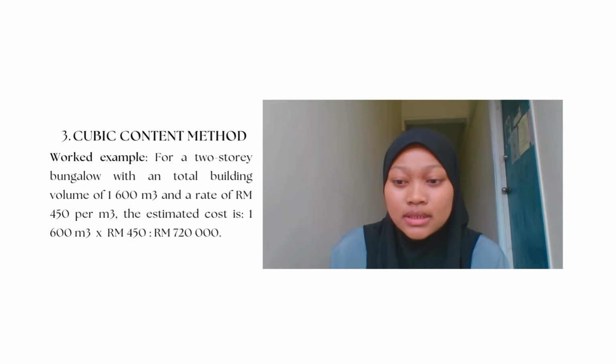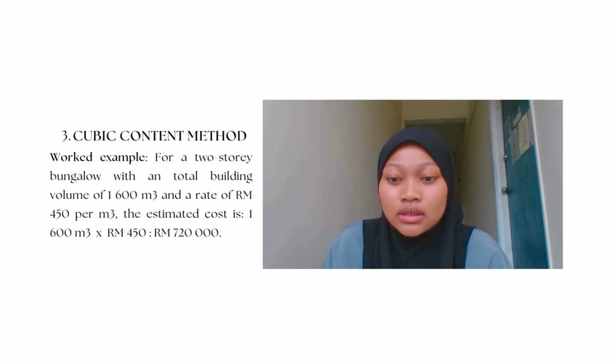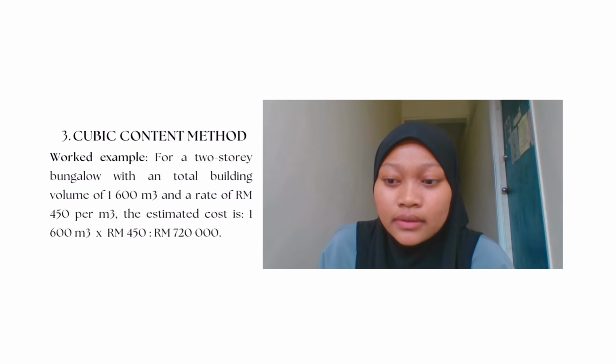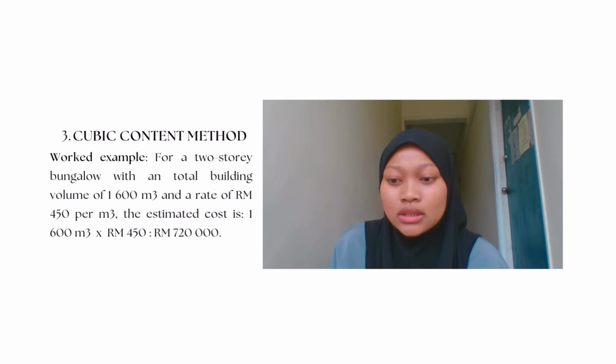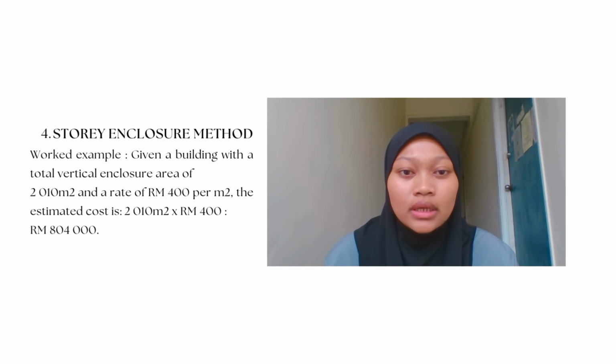Okay, for the worked example, for a two-storey bungalow with a total building volume of 1,600 meter cube and a rate of RM 450 per meter cube, the estimated cost is 1,600 meter cube multiplied by RM 450. The total is 720,000 ringgit.